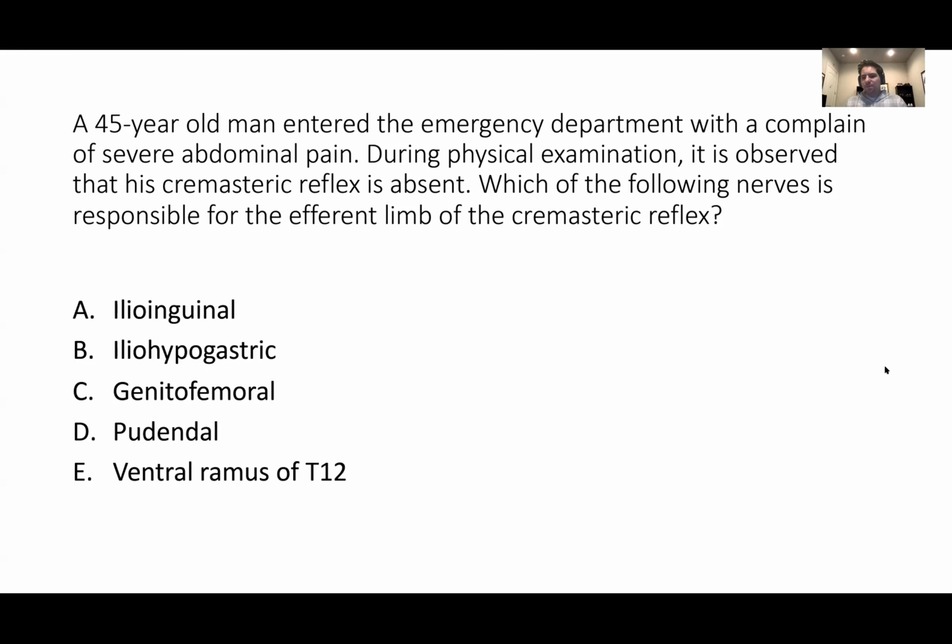So this is more abdominal. Yeah, abdominal and pelvic together.